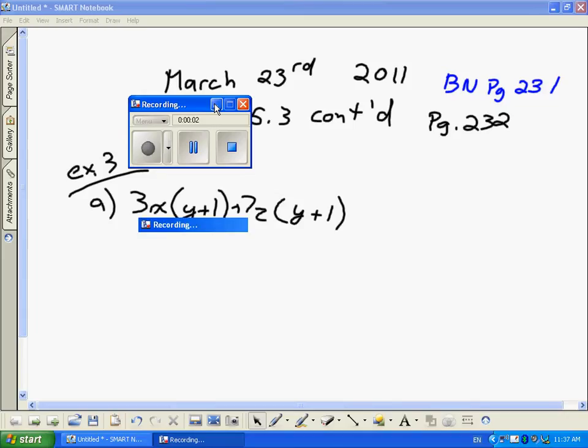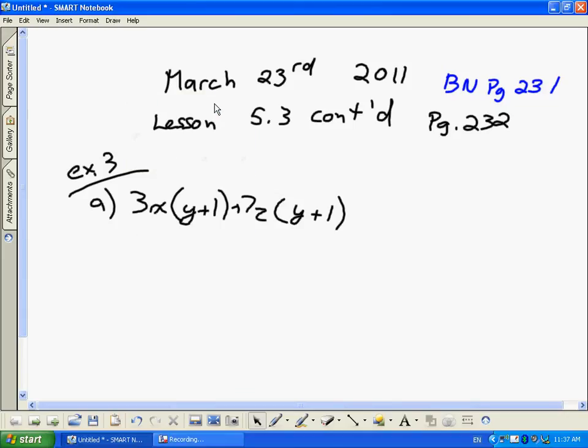It is March 23rd, 2011. We're in your textbook, page 232. And in your blue notebook, you can continue this note on page 231. So this is a continuation from yesterday. This is common factoring, or factoring by grouping.